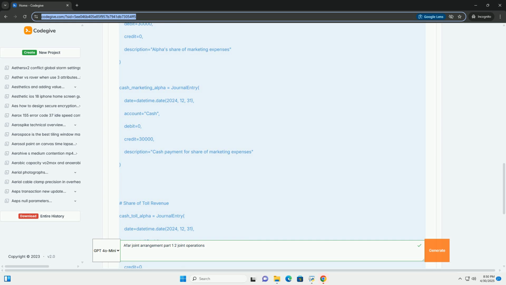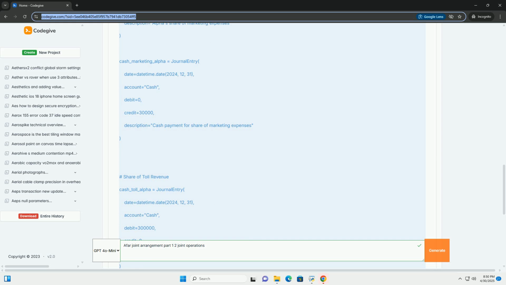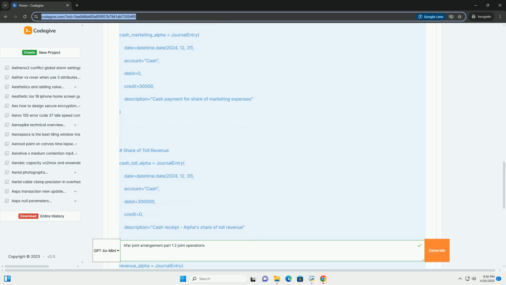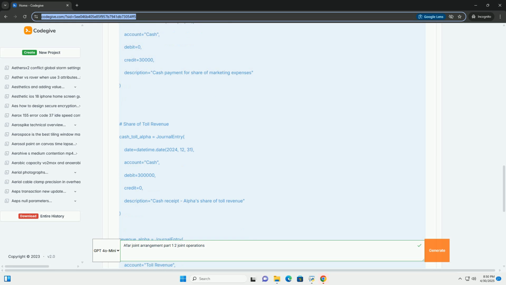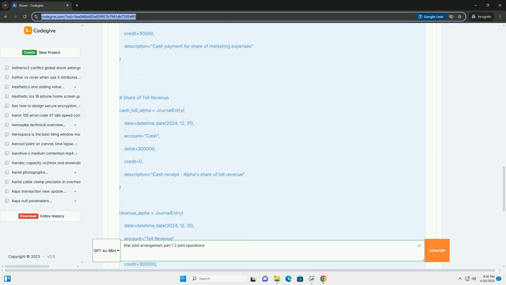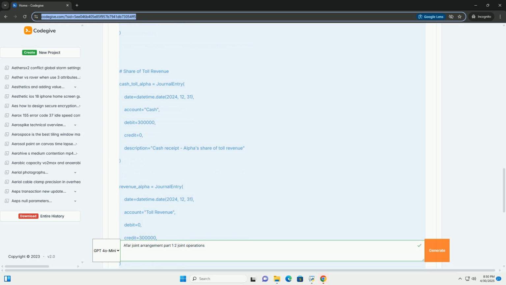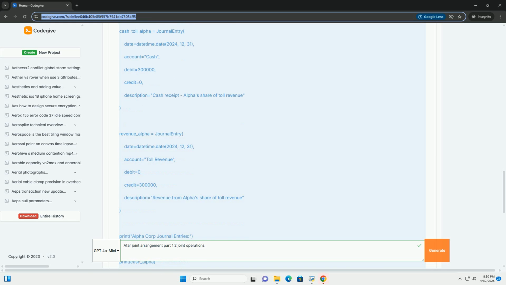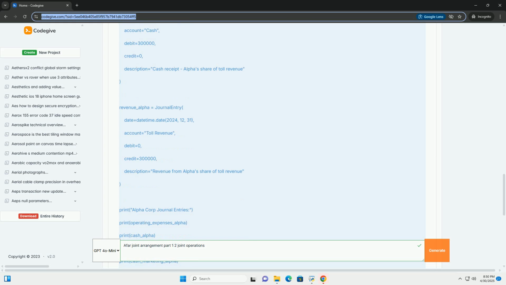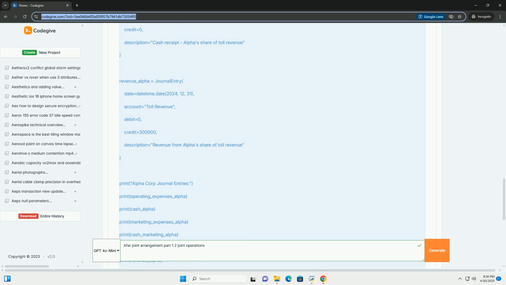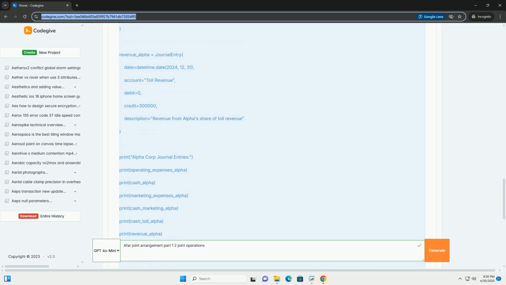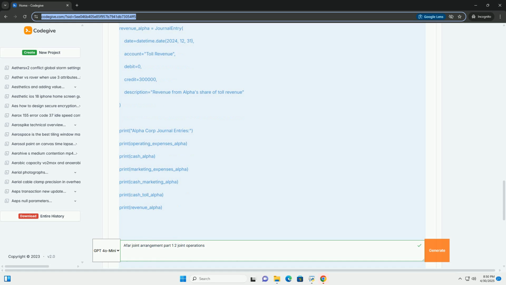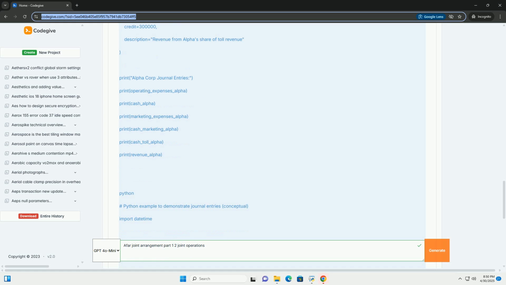Types of joint arrangements. IFRS 11 identifies two types of joint arrangements. 1. Joint operations. The parties that have joint control of the arrangement have rights to the assets and obligations for the liabilities relating to the arrangement. 2. Joint ventures. The parties that have joint control of the arrangement have rights to the net assets of the arrangement. This tutorial will primarily focus on joint operations.